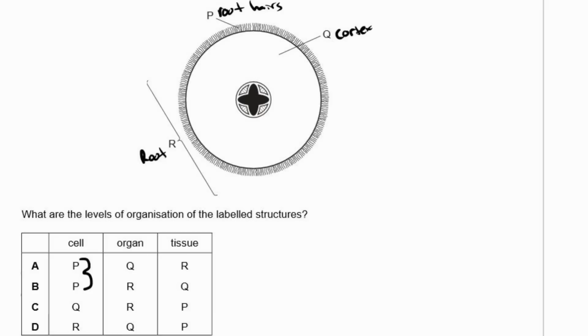Which one is an organ? So the organ is the entire thing, a leaf, the stem, the root. So the root is R. Okay, so it's either that one or that one. And the tissue is a bunch of similar cells, but not the same, working together. All right, so that should be Q. And that makes sense. There we go, Q. So the answer is B.